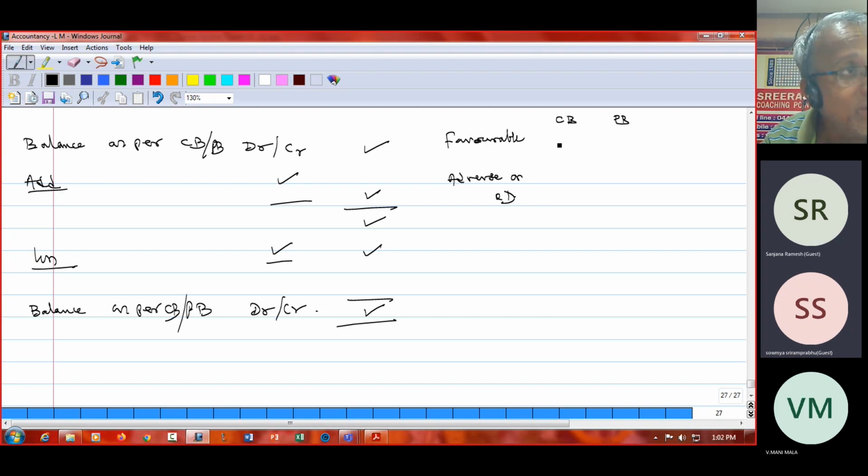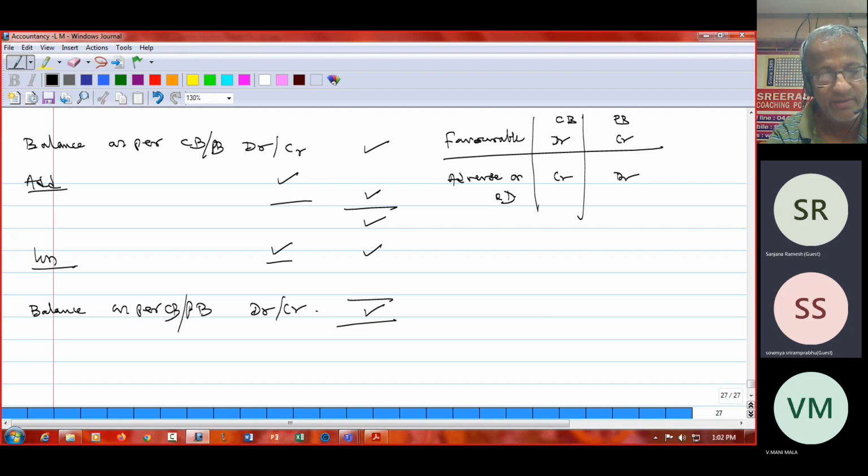Favorable cash book, debit balance. Same favorable for passbook, credit, because for one man's asset, the other person's liability. Adverse credit, and here it is going to be debit. So I hope that people are very comfortable with this. Am I right? Say yes or no. Yes, sir.